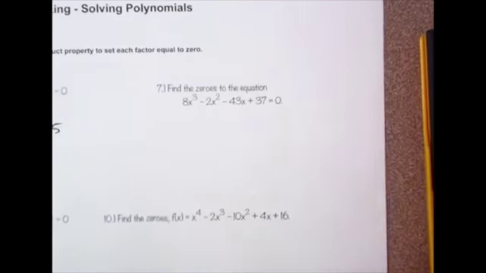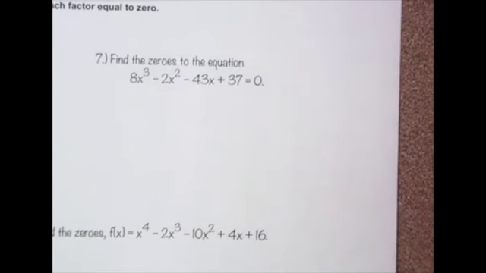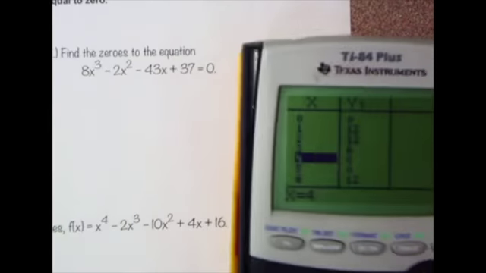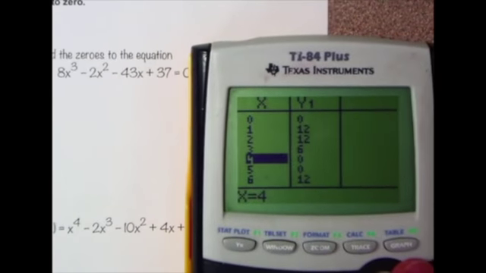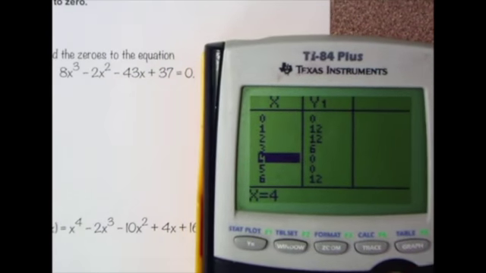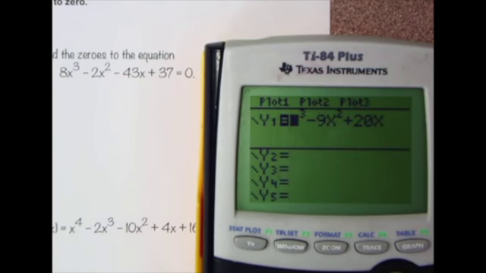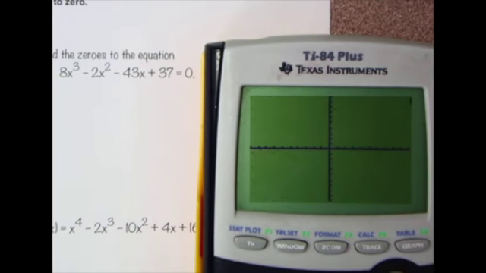Let's look at this one. Again, I'm going to place this into my graphing calculator. Let me slide this over so we have room to see everything. Go to y equals, and I'm going to put this in. So I have 8x to the third minus 2x squared minus 43x plus 37. And I should have everything in there. And we hit graph.